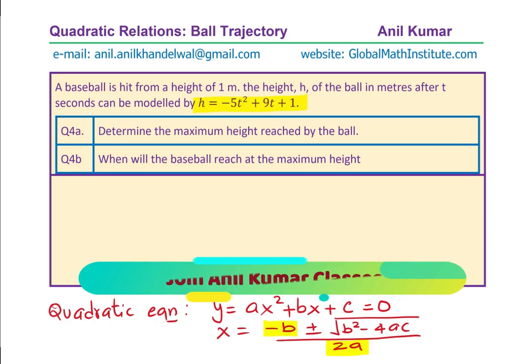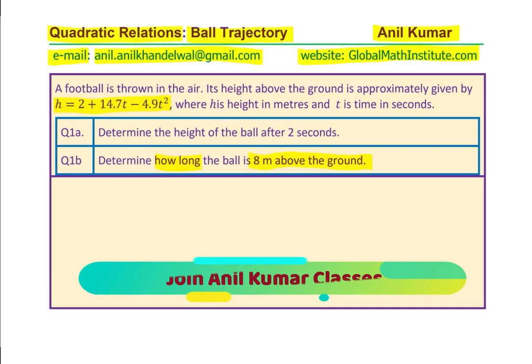Let's take question number 1. So I hope the concepts are clear to you. Let us begin with the solution. For the first question, we are given that the football is thrown in the air. Its height above the ground is approximately given by h equals 2 plus 14.7 t minus 4.9 t squared.